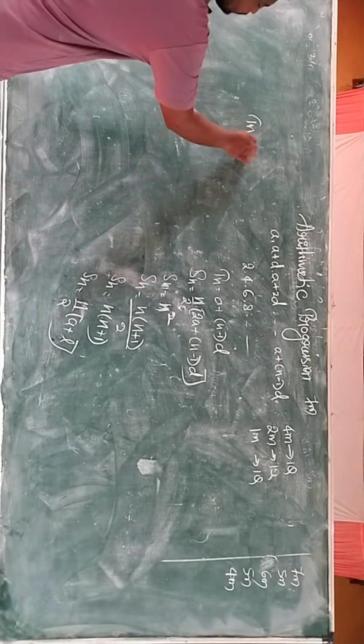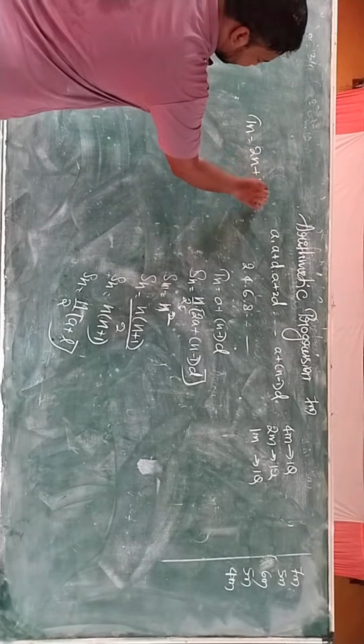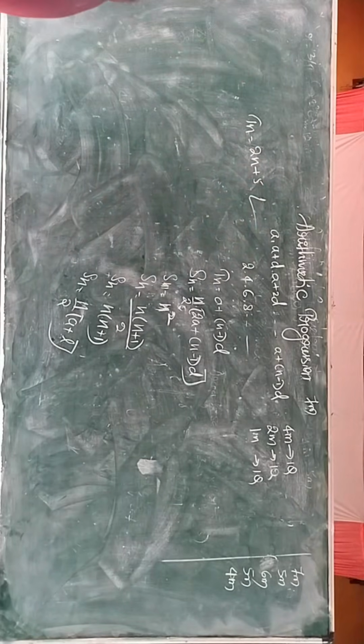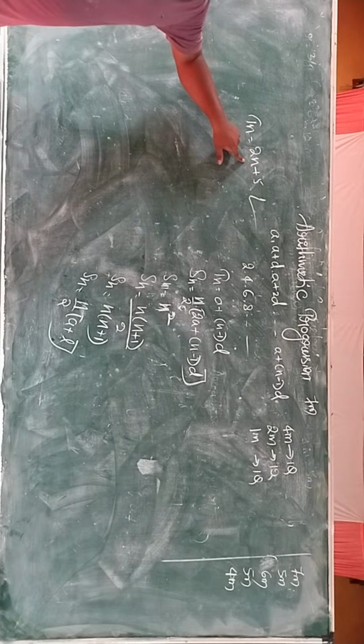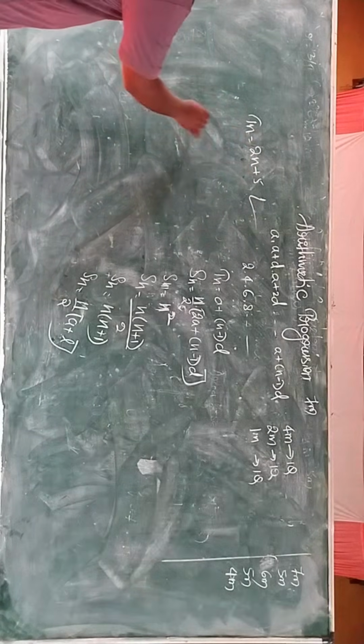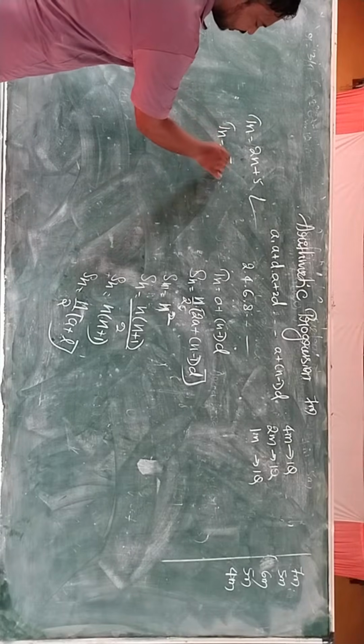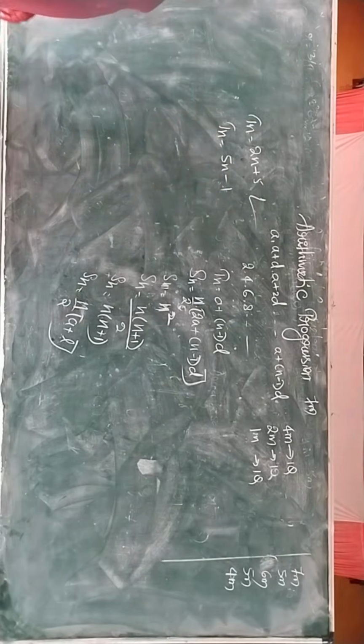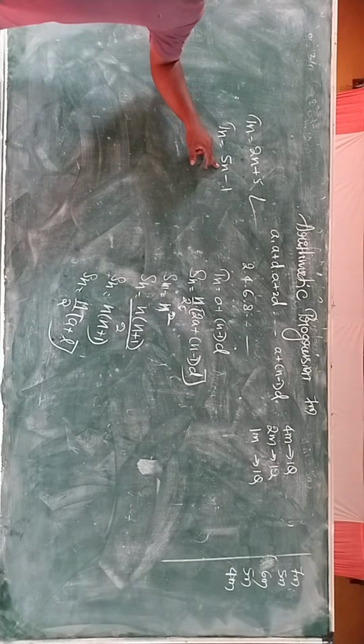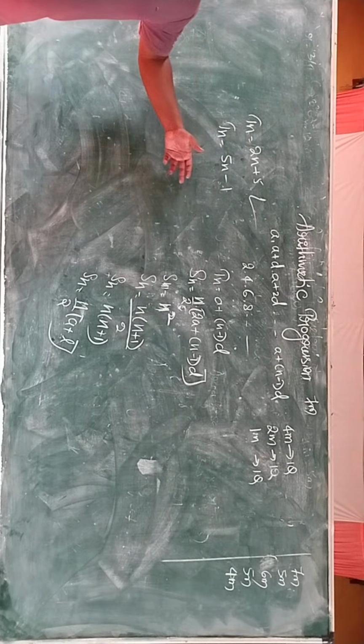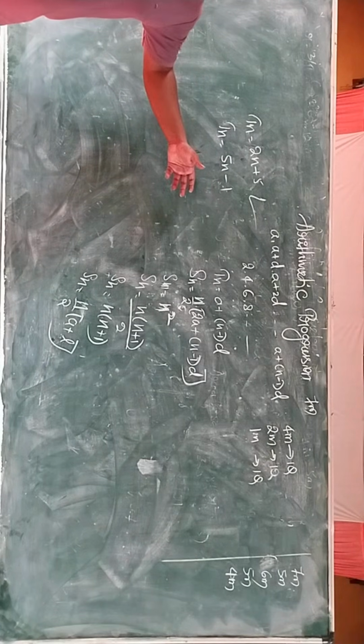Tn is equal to 2n plus 5. Find the 10th term. 2 tens are 20, plus 5, 25. Tn is equal to 5n minus 1. Find the 8th term. 5 eights are 40, 40 minus 1, 39. A 1 mark simple question like this.